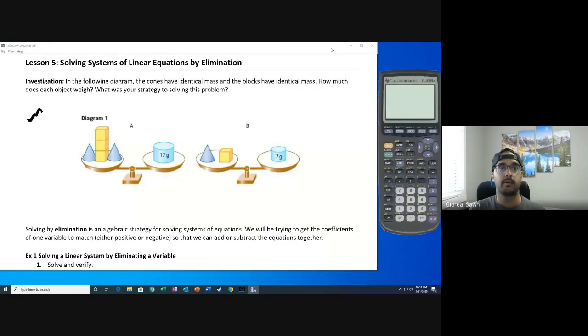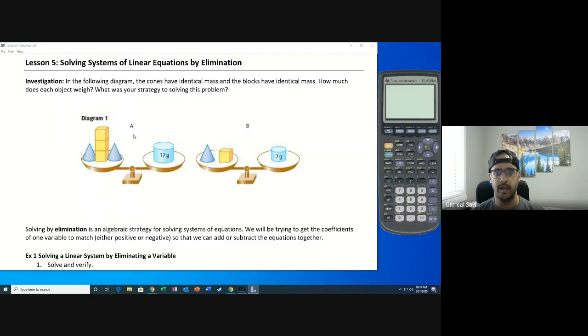Alrighty, welcome back, folks. We're going to look at our second algebraic method today on solving systems of equations. This one is called elimination, and we'll get to why we call it that in a couple minutes. So let's look at this example here first.